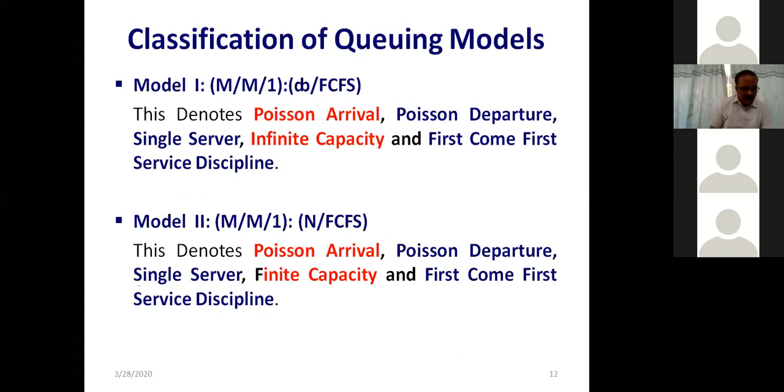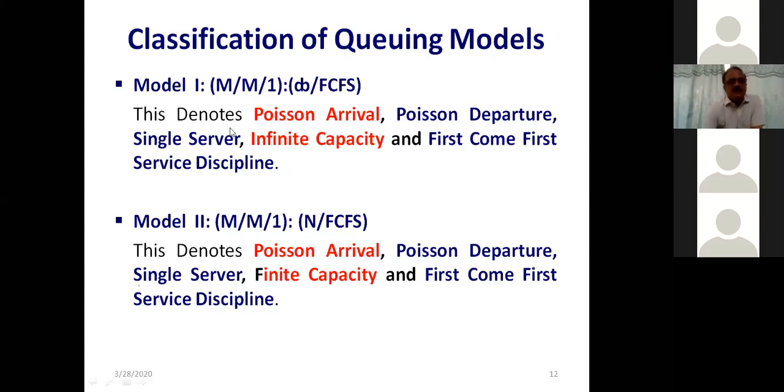Now, depending on Kendall's notation, the queuing models or waiting line models are broadly classified into four models. The first model you can see is M/M/1/infinity/FCFS. Here the first M indicates the manner in which the customers arrive, and I already explained that the customers arrive in a Poisson way. Whereas the second M indicates the departure of the customer from the system. It generally follows an exponential pattern.